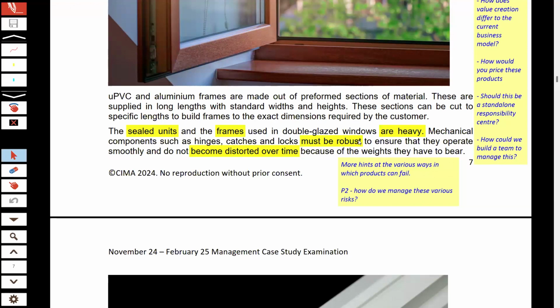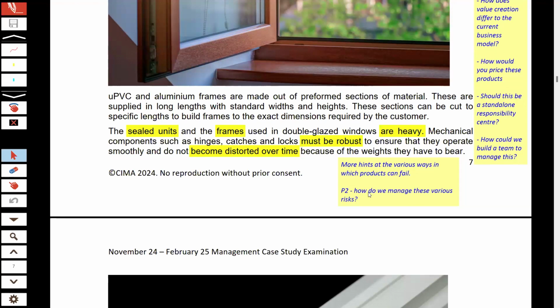If we were looking at a door, the hinge has to bear the weight of the window, of the glass in the door and of the frame. And if it's not robust, the whole door will become distorted over time, and the door won't open properly. So again, more hints about how products could fail when they're with the customer, how quality management is going to be very important for Shinyglas, and how do we manage those risks?